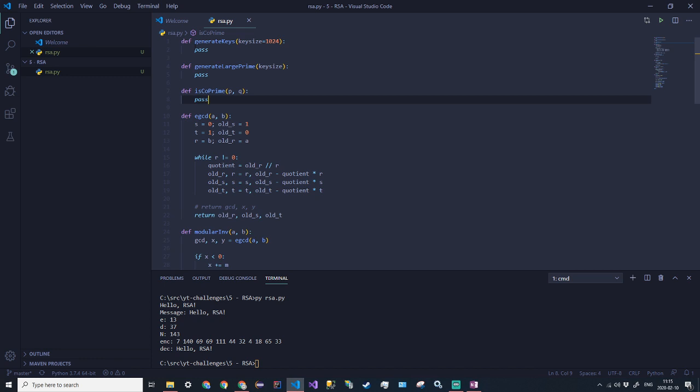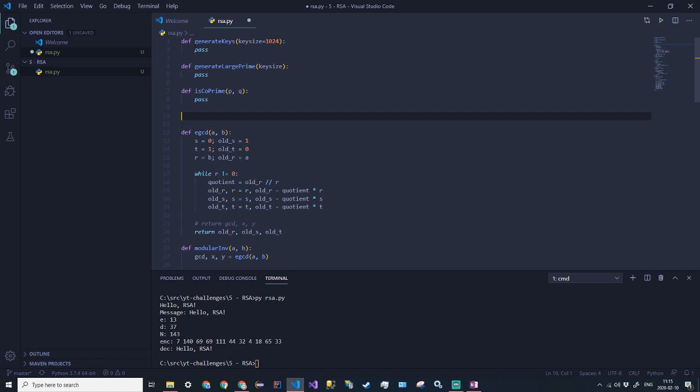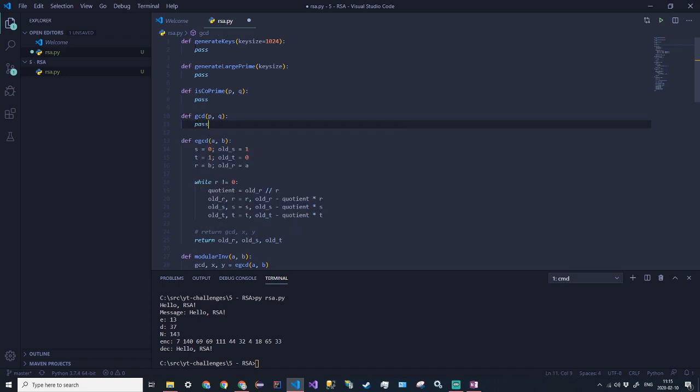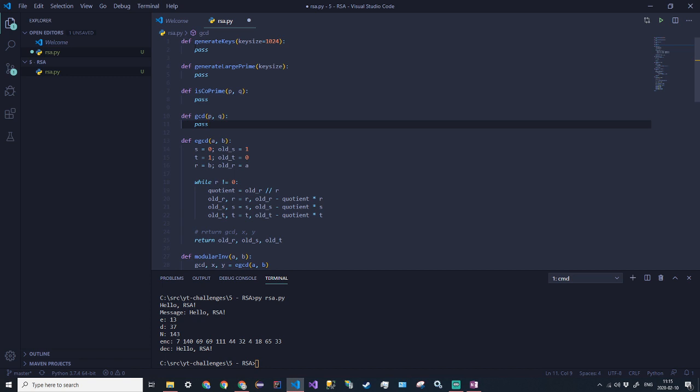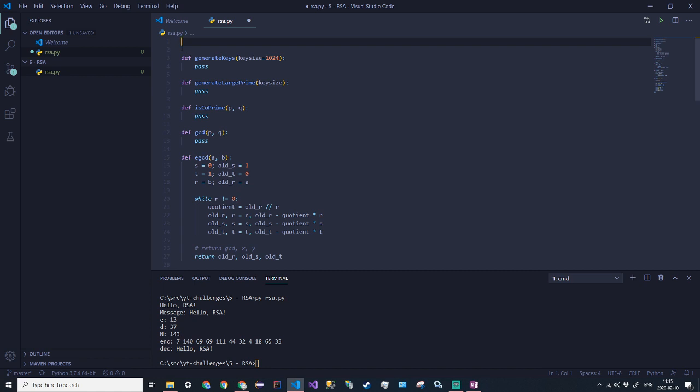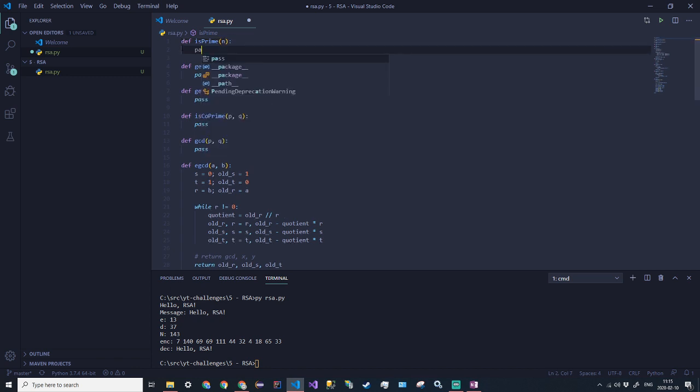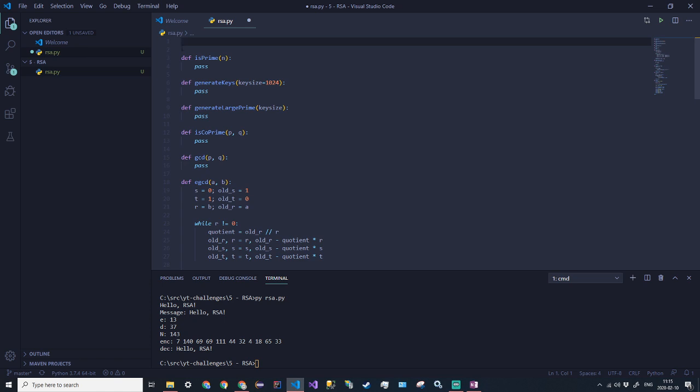Then we'll need a GCD method because the co-prime relies on GCD. So def GCD, and that'll be of P and Q. This will be using that same Euclidean algorithm that we did, and then this is going to be the meat of it. So we're going to have two methods. One is called def is prime, that'll be of n. And then the last method is going to be something called rabin-miller, or miller-rabin.